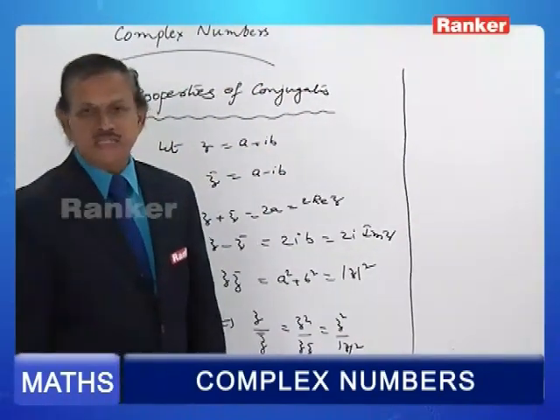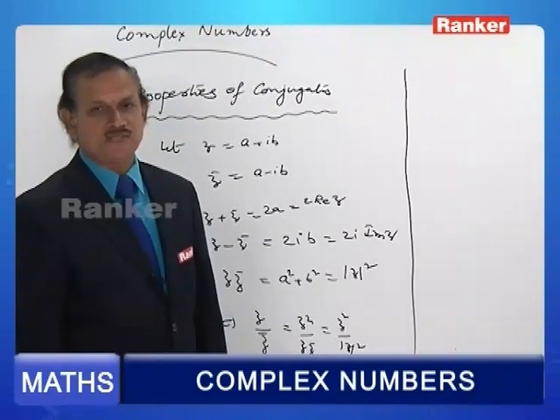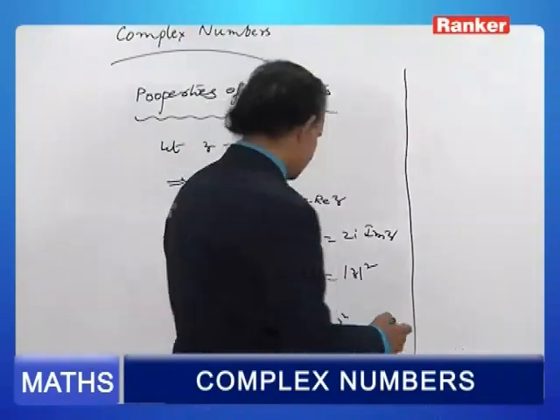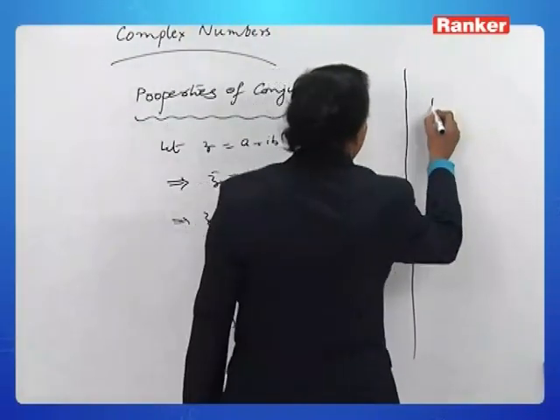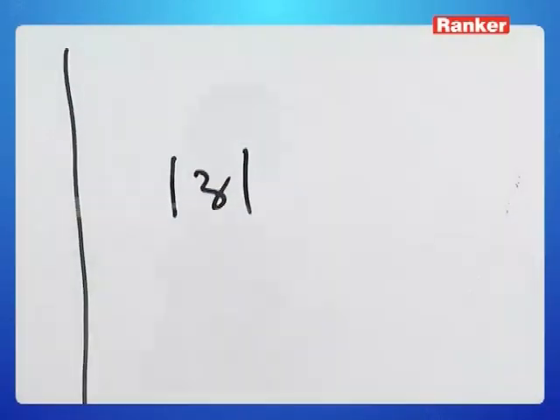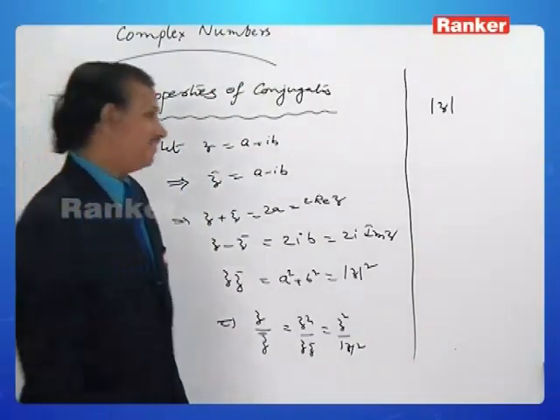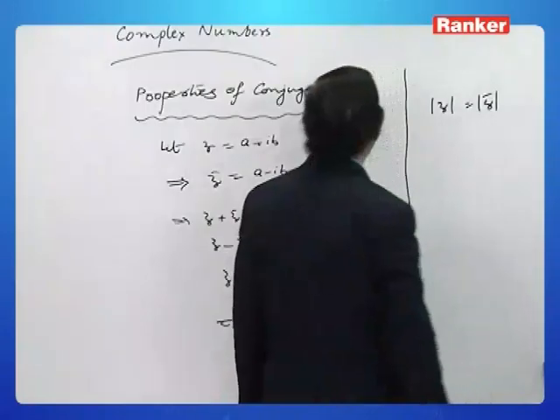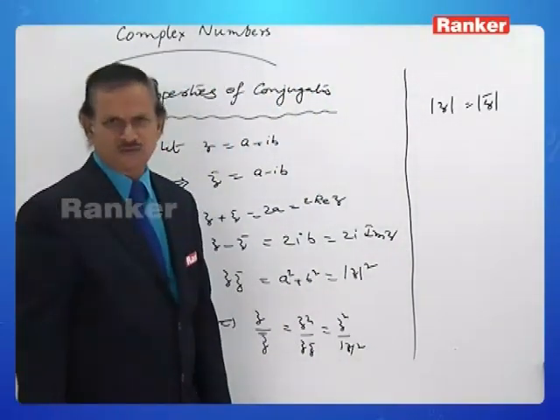Let us mix these using the properties of modulus of a complex number. Modulus of a complex number. Mod Z, what is mod Z? Root of A square plus B square. What is mod Z bar? Root of A square plus B square.